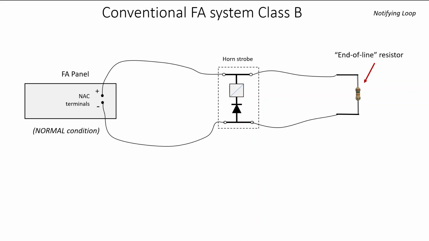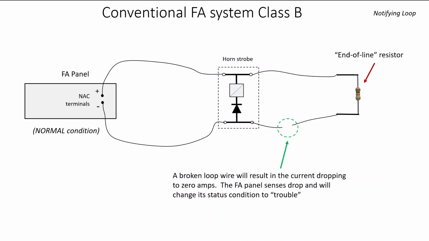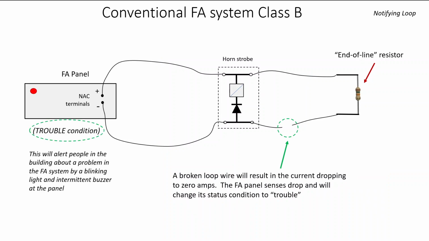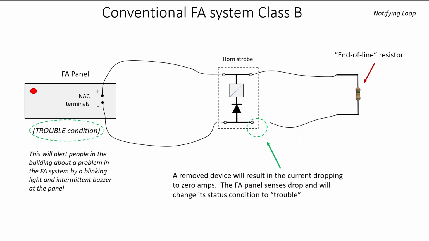So in this situation, now we can see why the system is designed to flip the polarity, because we need to constantly have a source connected to the wires so that we have supervisory current. And the supervisory current proves the existence of the wires, that they're intact, and that everything is A-OK. We haven't removed a horn strobe. In the same way, on the notification circuit, if there was a break in the wire, the fire alarm panel would notice the drop in current down to 0 and would send the fire alarm panel into a trouble condition. Of course, removal of a wire from a notification appliance would elicit exactly the same situation.